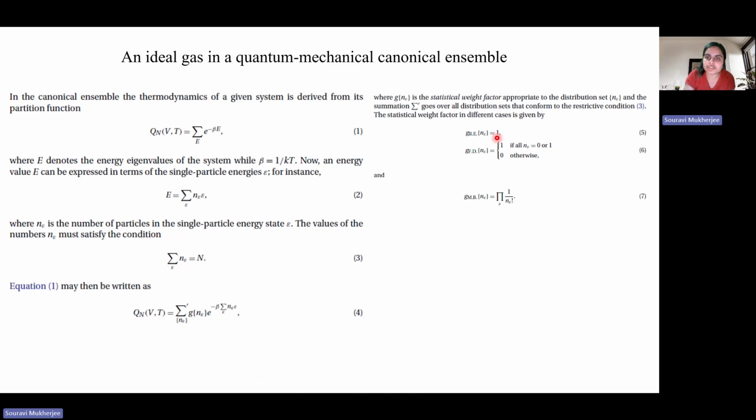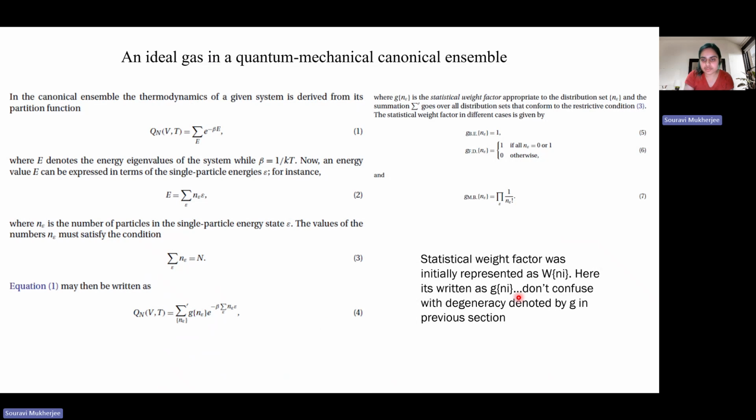So that means this distribution now comes into the calculation of the partition function using this relation. Okay. So the statistical weight factor, when we started discussing it in the last class, was denoted by W n i. So this G n epsilon is the same as the W that we had initially discussed. And this is not the degeneracy that we're talking about. It's the statistical weight factor, which talks about how many ways you can achieve a particular distribution set. It's not the degeneracy as per se.